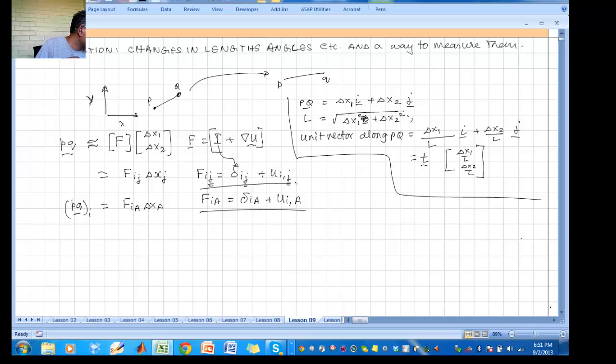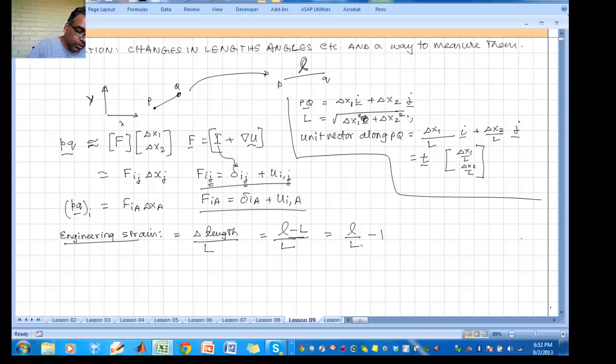Very good. So now we want to calculate engineering strain. Engineering strain equals change in length divided by original length, right? Which is little l, the length of this thing, minus capital L, divided by capital L. Can you see that? Which is little l over capital L minus 1. So we already know what capital L is. We just have to calculate little l.